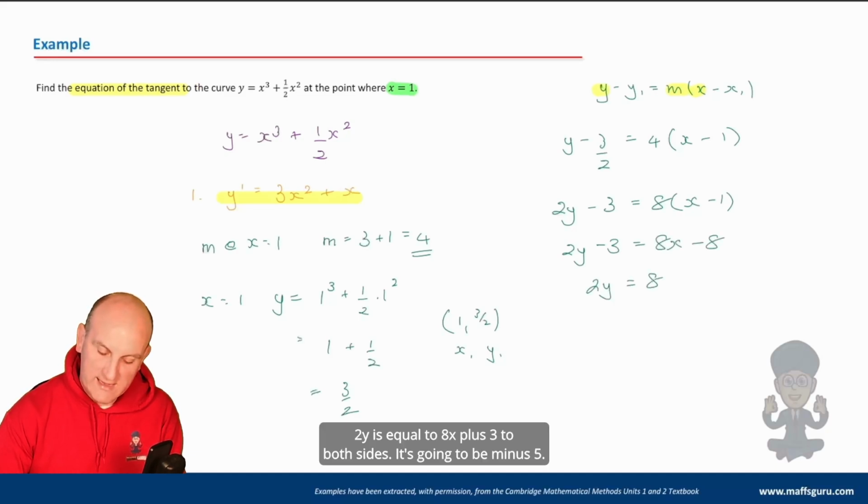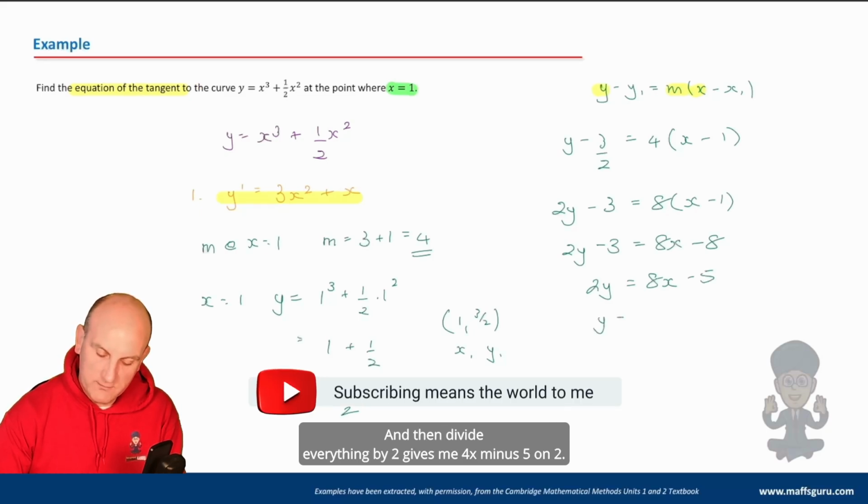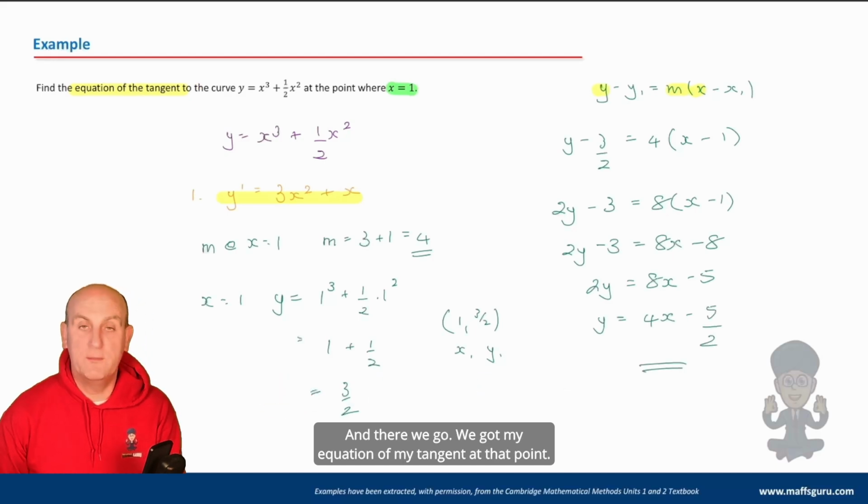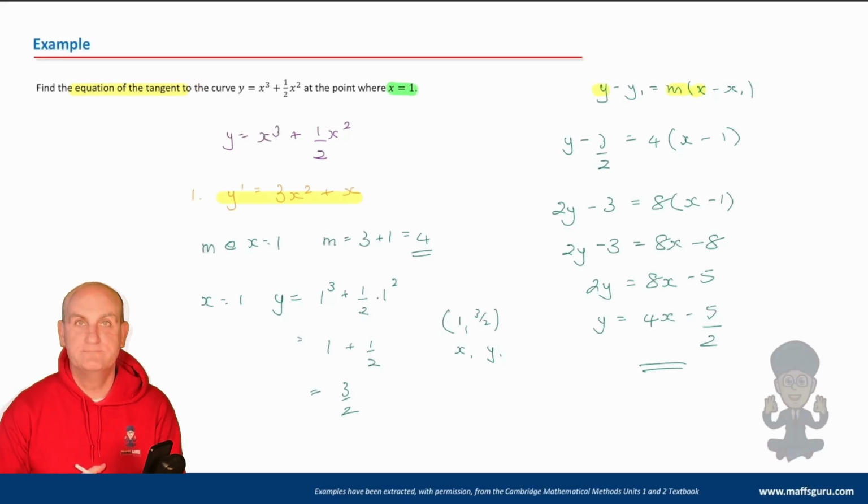2y is equal to 8x, plus 3 to both sides is going to be minus 5, and then divide everything by 2 gives me 4x minus 5 on 2. And there we go. We got the equation of my tangent at that point.